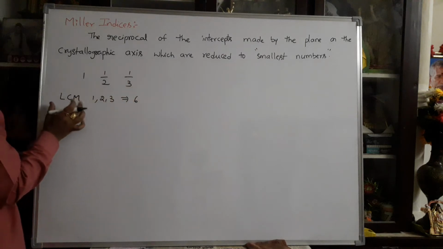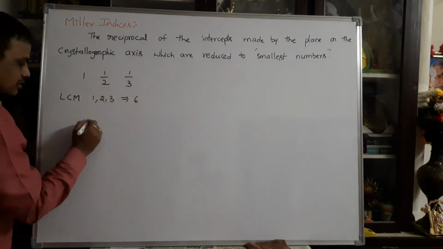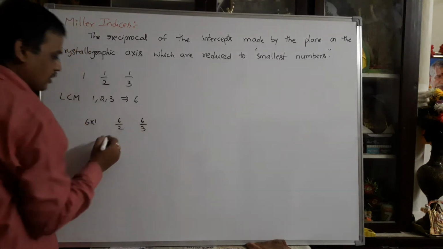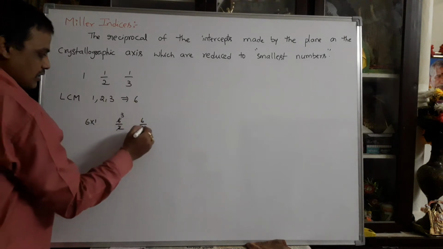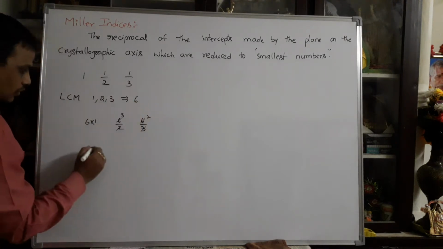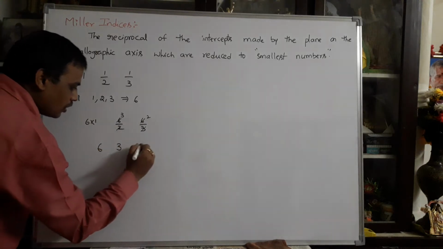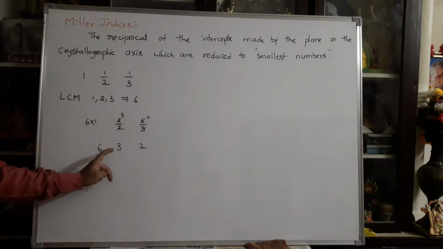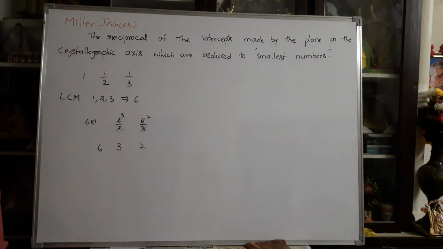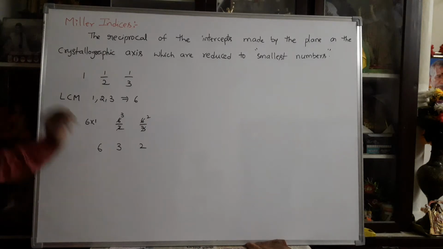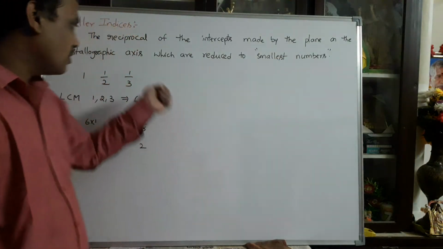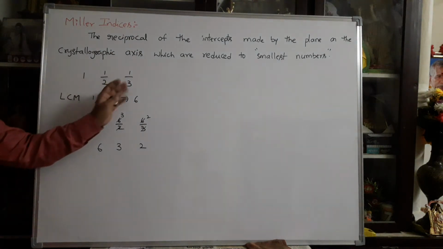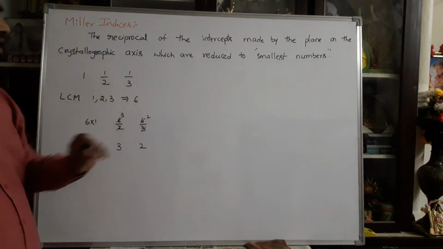You multiply the LCM with each number: 6 into 1, 6 into 1 by 2, 6 into 1 by 3. 2 in 6 goes 3 times, and 3 in 6 goes 2 times. So the numbers are 6, 3, 2. The smallest numbers for 1, 1 by 2, 1 by 3 are 6, 3, 2. In this way, you first find the LCM value and multiply it with each number to get the smallest numbers. That is the calculation of the smallest number.